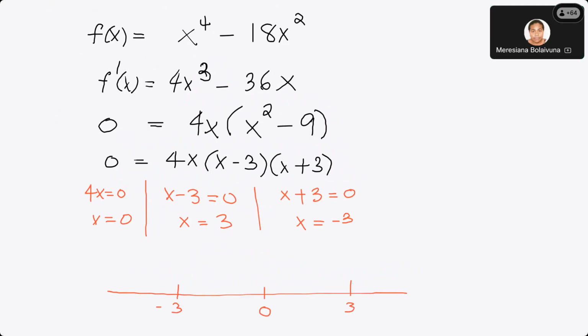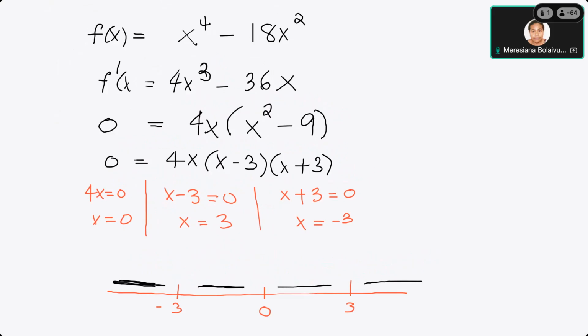How many intervals do you have on the number line? When I say interval, I'm referring to this region. This is the interval less than -3. This is another interval, between -3 and 0. Everyone gets the idea. 4 intervals. Another interval is between 0 and 3, and another is greater than 3. So for the 4 intervals, we have to find out whether it's increasing or decreasing.